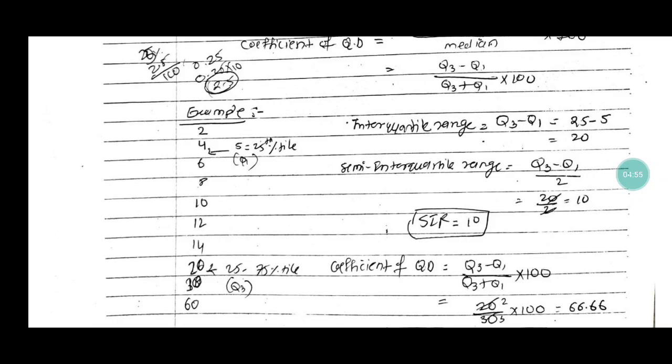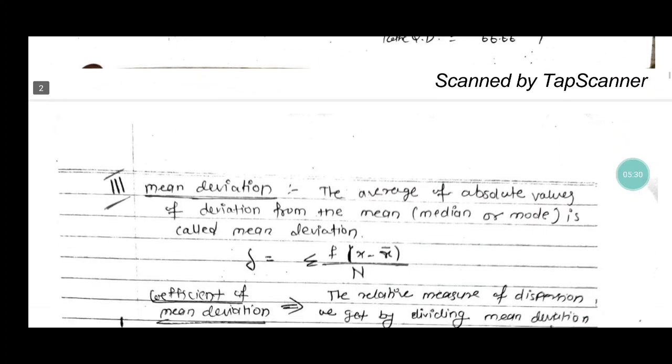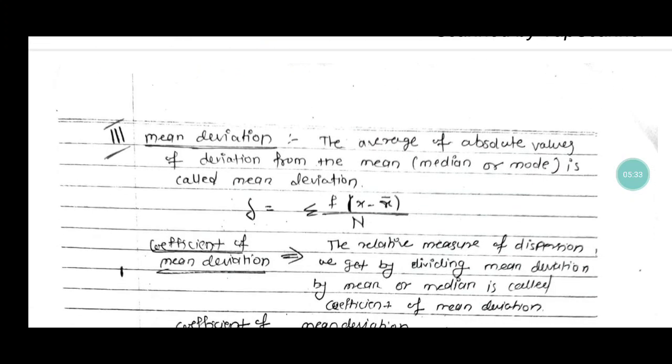Q1 is 20, so 20 divided by 2 is 10. So the semi-interquartile range is 10, and the coefficient of quartile deviation is Q3 minus Q1 divided by Q3 plus Q1 into 100, where the Q3 minus Q1 is 20 and Q3 plus Q1 we got 30 into 100. The answer is 66.6. So the coefficient of quartile deviation is 66.6.